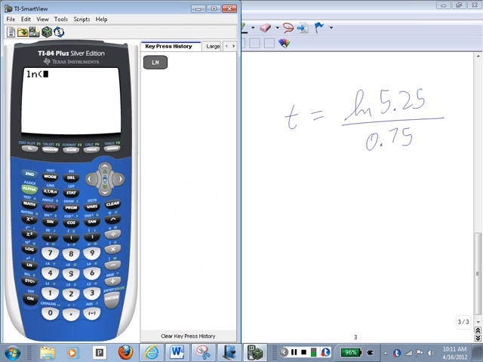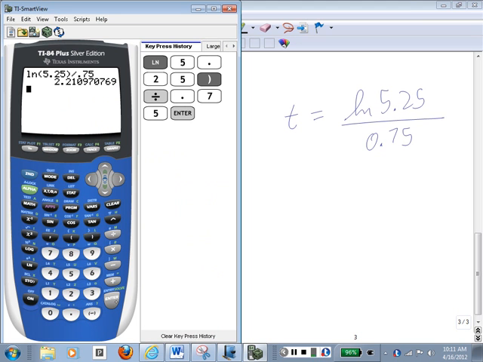Natural log 5.25. And again, very important, close the parentheses after the 5.25, otherwise it's going to divide the 5.25 by 0.75 and then take the log, and that's not what you want. Take the log, divide by 0.75, and get how to round it.